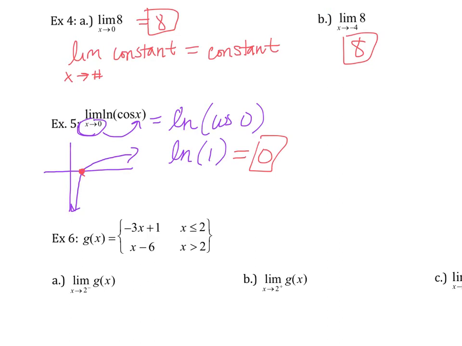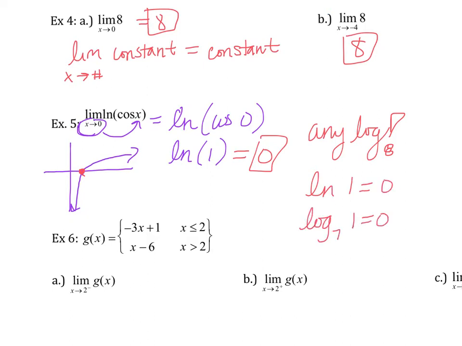Now you may be looking at this problem thinking, how in the world am I supposed to remember that? Well, here's some stuff that you should remember. Any log, it doesn't matter what base, for any log, if you do the log of 1, it's going to equal 0. I don't care if it's a natural log, if it's a log base 7, log base 30, it does not matter. Whenever your input is 1, the answer is going to be equal to 0.